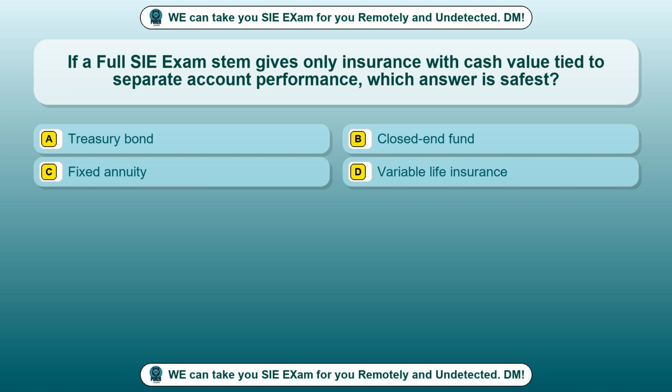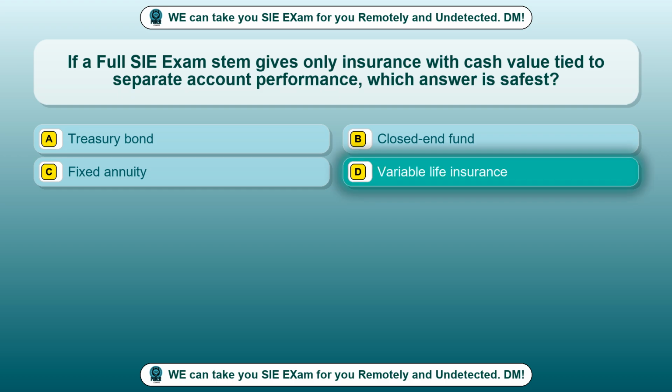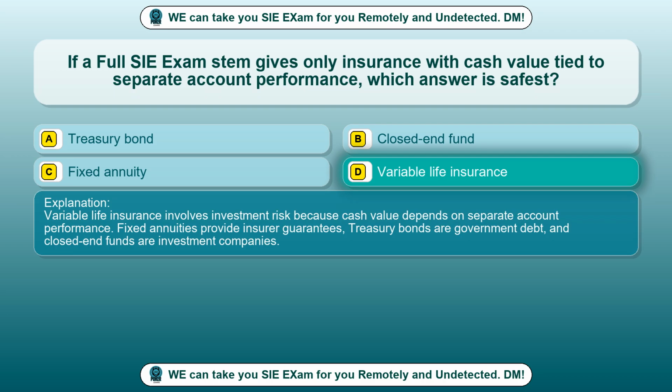Question 61. If a full SIE exam stem gives only insurance with cash value tied to separate account performance, which answer is safest? Option A, treasury bond. Option B, closed-end fund. Option C, fixed annuity. Option D, variable life insurance. The correct answer is option D, variable life insurance. Variable life insurance involves investment risk because cash value depends on separate account performance. Fixed annuities provide insurer guarantees, treasury bonds are government debt, and closed-end funds are investment companies.